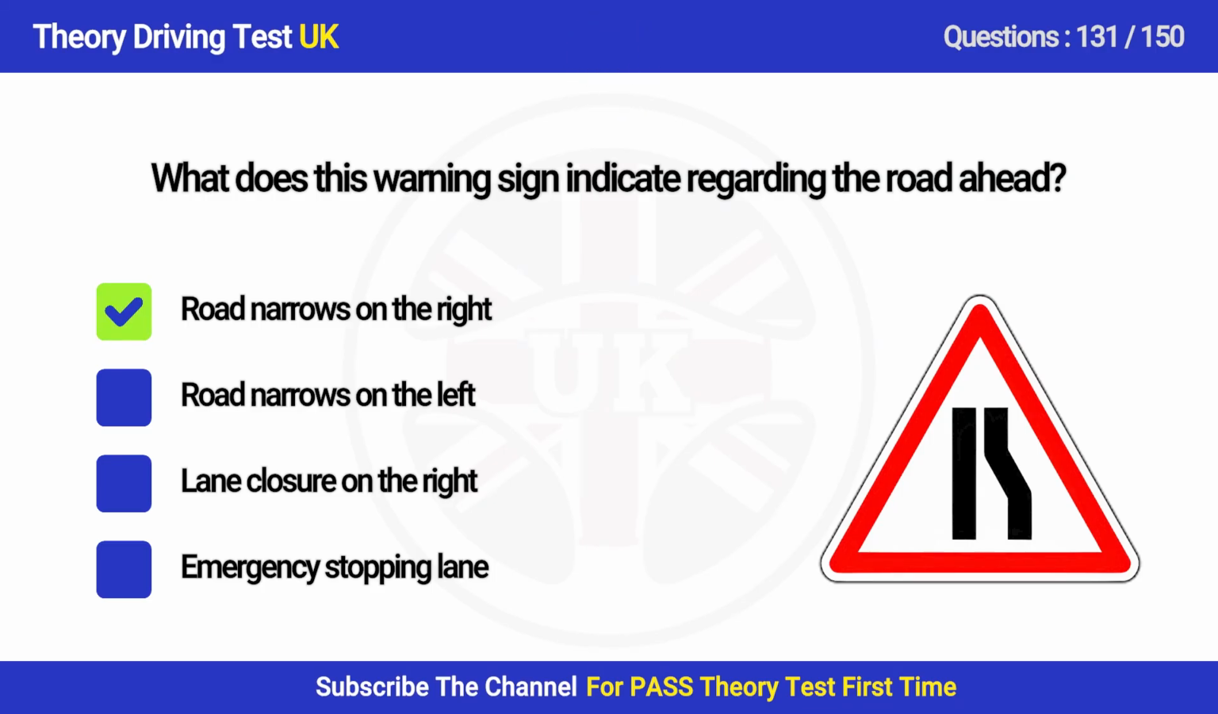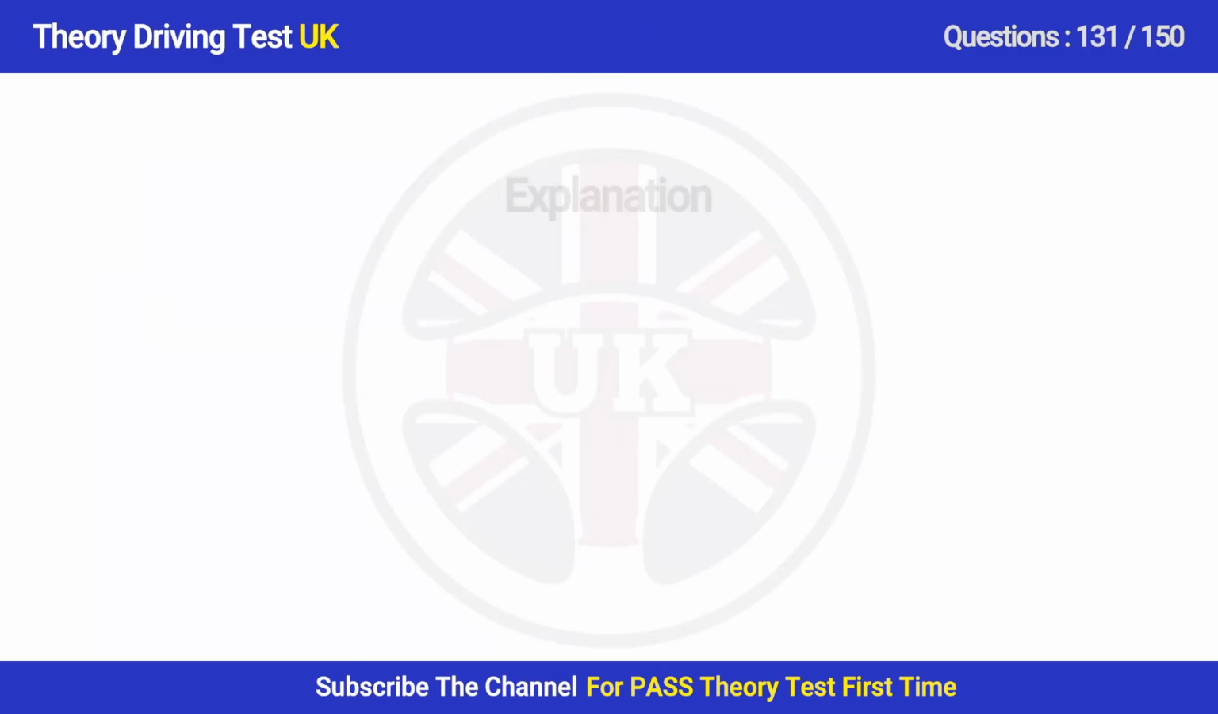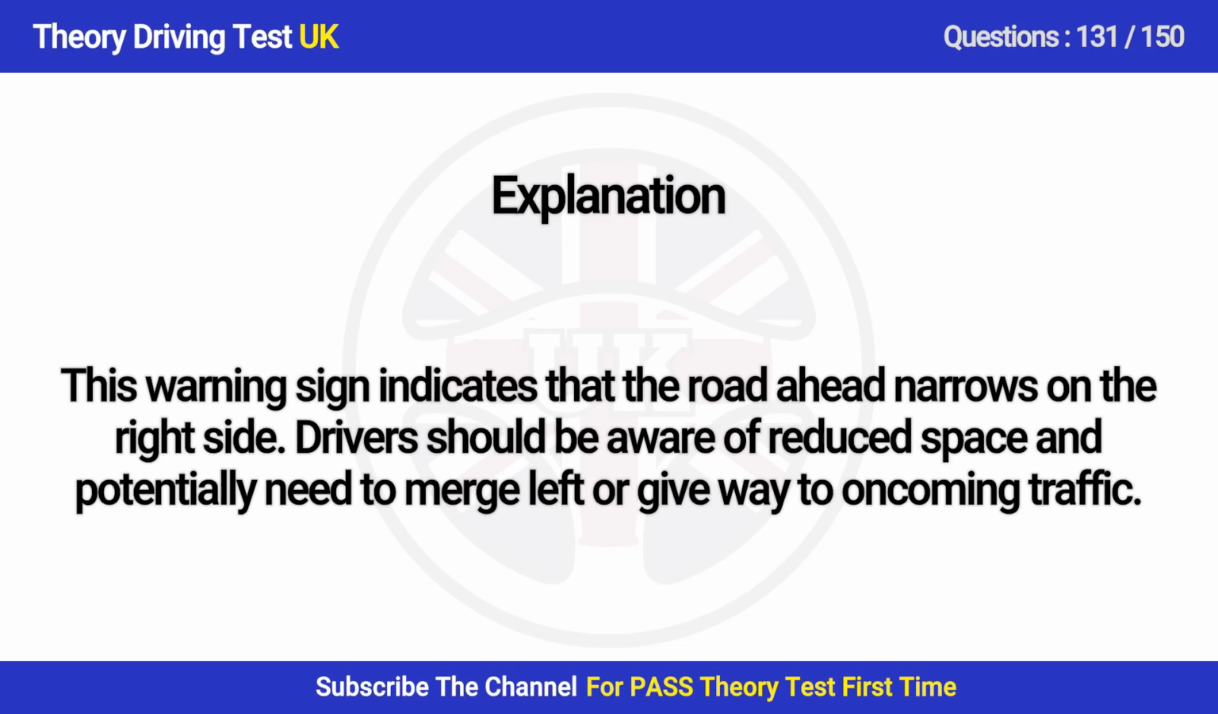Answer is A. Road narrows on the right. This warning sign indicates that the road ahead narrows on the right side. Drivers should be aware of space and potentially need to merge left or give way to oncoming traffic.